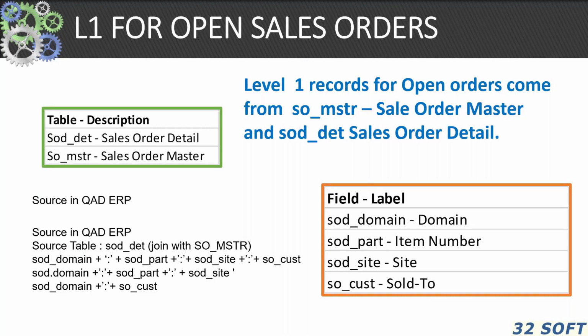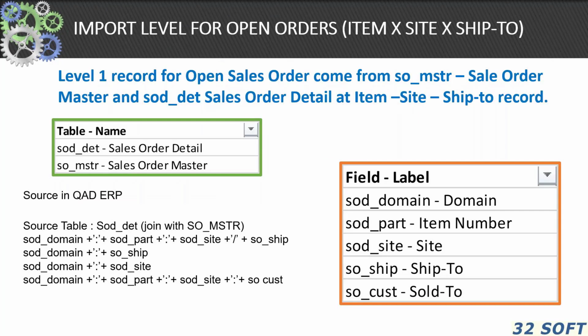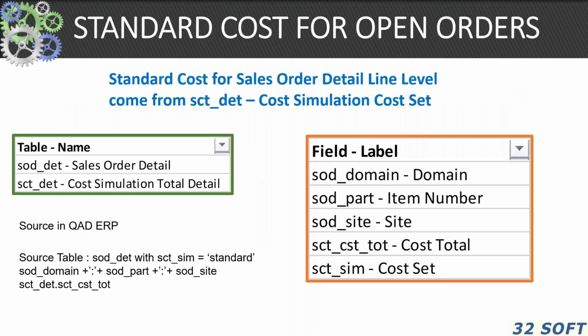Level 1 records for open sales orders come from SO Master and the sales order detail for domain, item, site, and sold to. The level 1 records for history sales come from IH and IDH for domain, item, site, and customer. And level 1 records for open sales orders come from sales order master and sales order detail, again for item, domain, site, shipped to, and sold to.